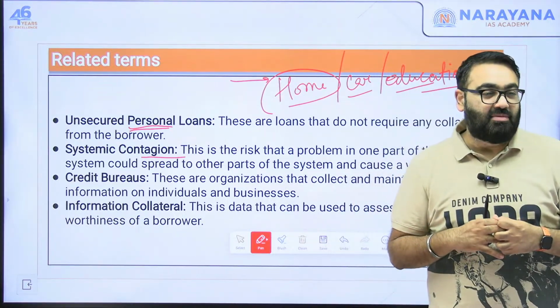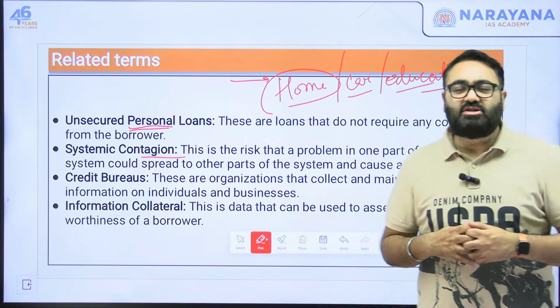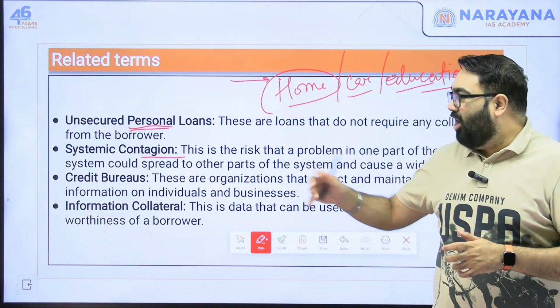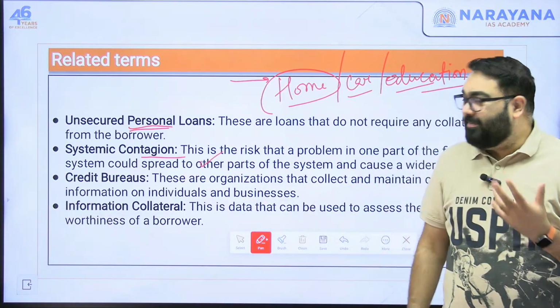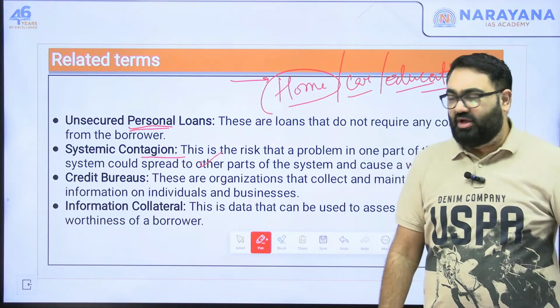Multiple banks actually come crumbling down because in most cases, a big industrialist would not just take a loan from one single bank, they would take loans from multiple banks. So that's how systemic contagion works, that is, it spreads from one system or one part of the system to the other.